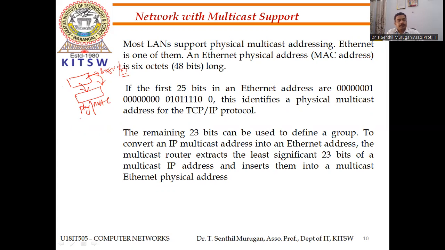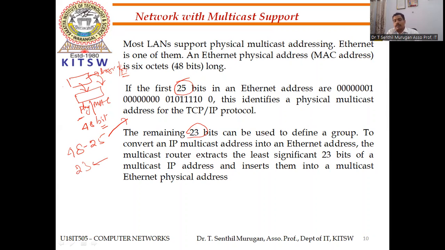The MAC address has 48 bits. So how can we map these two addresses? We consider that the first 25 bits represent the Ethernet multicast address. Out of 48 bits, 25 bits are for the Ethernet address, and the remaining 23 bits represent the multicast group.